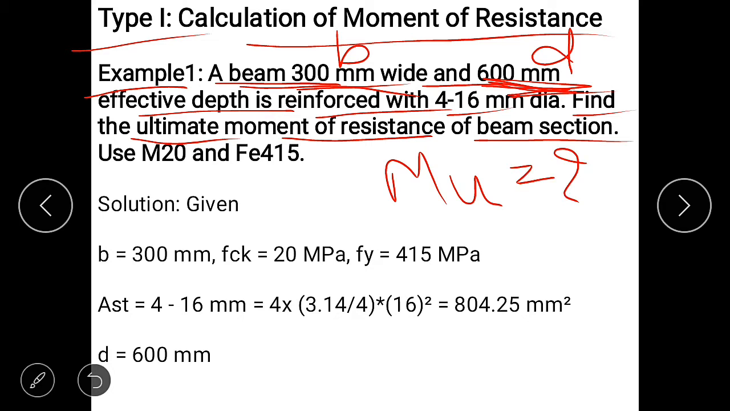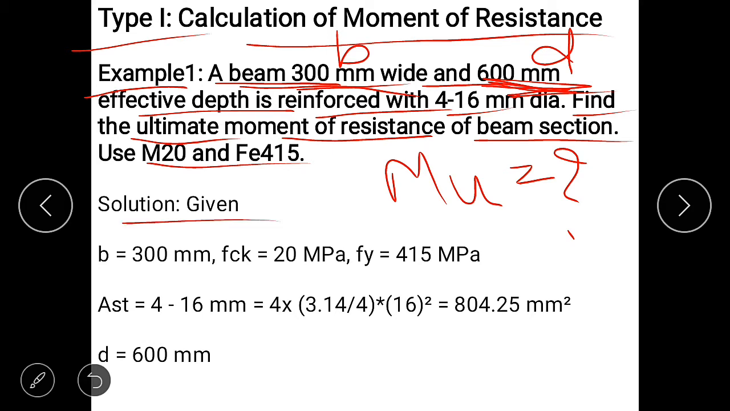So use M20 and Fe415 for this calculation of moment. Here Fe415 and grades are very important. Steel grade and concrete grade are so important. If the grade is not given, then consider it, because without grade you can't design.